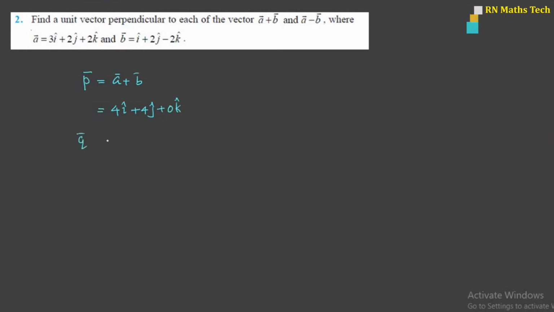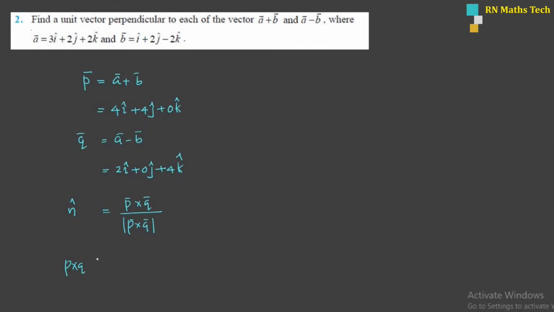Now Q bar equal to A bar minus B bar. Now the difference of A bar and B bar: 3i minus i, 2i, 2j minus 2j, 0j, and 2k minus minus 2k plus 4k. Okay. Now the unit vector perpendicular to P bar and Q bar, n cap, is equal to P cross Q divided by modulus of P cross Q. So we have to find the cross product of P bar and Q bar.